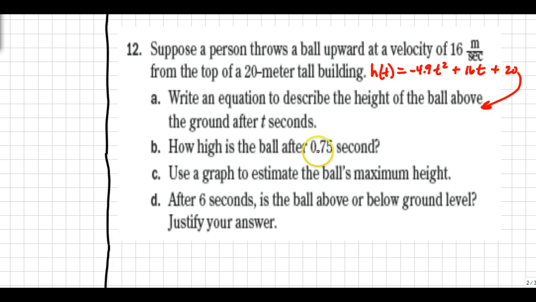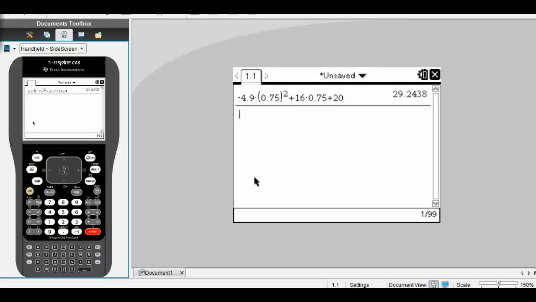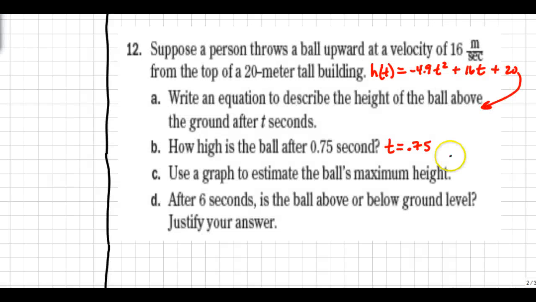How high is the ball after 0.75 seconds? They're giving me a time, so I would actually type in 0.75 for t into this equation, and I would type that in on my calculator. So I went ahead and typed that in on my calculator. I used my negative 4.9 t squared plus 16 times t plus 20 equation. Everywhere I had a t, I plugged in 0.75, and I got about 29.2. And this is in meters, so put an m there. Should have also put like a squiggly equal sign in front of that.